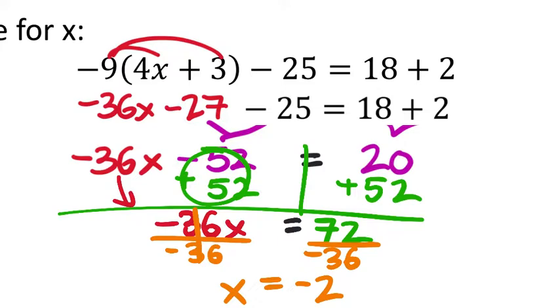Now, I'll just go to my calculator and check. So I know 18 plus 2 is 20, but I'll type in negative 9 parentheses, that's 4 times negative 2 plus 3, close the parentheses, and then minus 25. Enter, and I get 20. So that would indicate that we actually have found the solution to this particular equation.